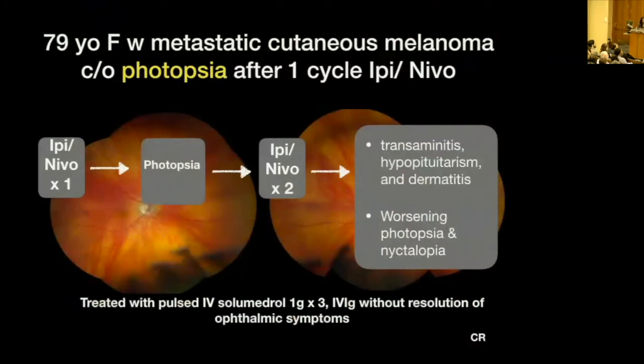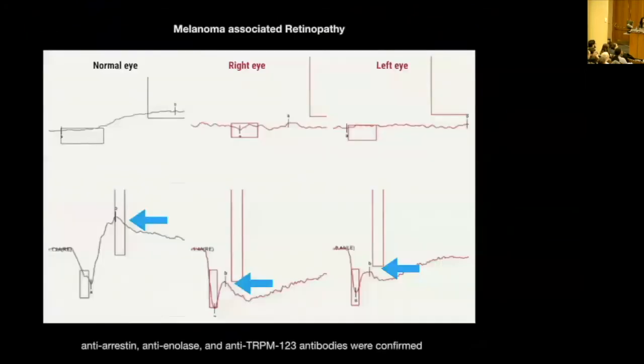Because of her transaminitis and hypopituitarism, she was treated with intravenous Solu-Medrol without resolution of her ophthalmic symptoms. At this point, melanoma-associated retinopathy was high on the differential, so an electroretinogram was performed.